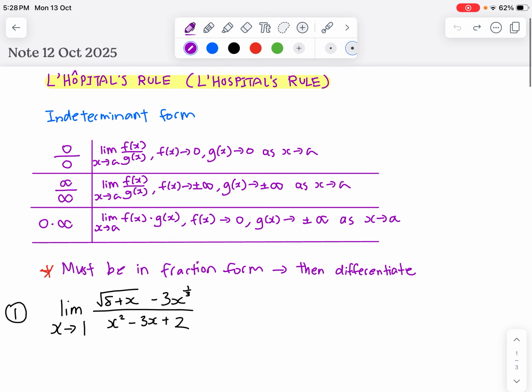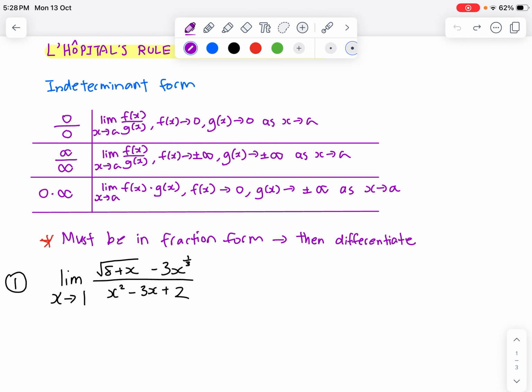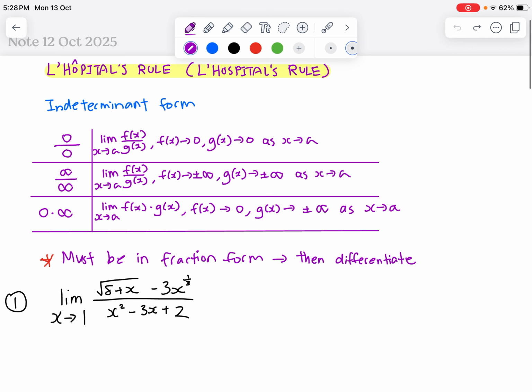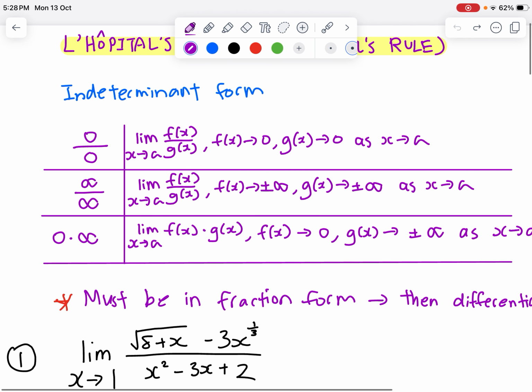Hi everyone, so in today's video we're going over L'Hospital's rule. Before we get started, first we want to see the indeterminate forms. The three most common indeterminate forms are 0 over 0, infinity over infinity, and 0 times infinity.